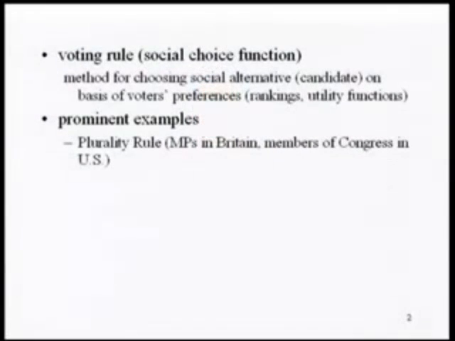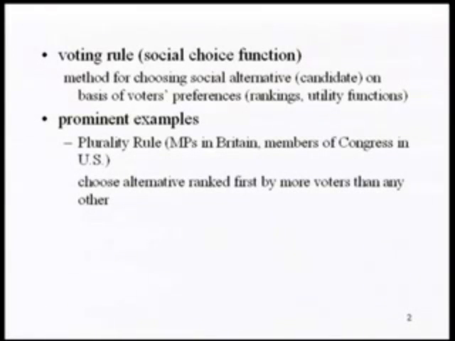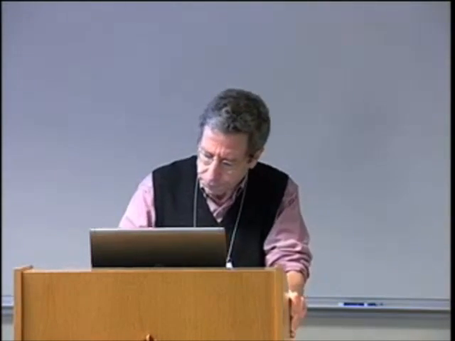Probably the most widely used, although not necessarily the most widely applauded, voting rule is the one that's actually used in this country to elect members of Congress. It's used in Britain to elect MPs, and it's plurality rule. And the way it works is everybody votes for a candidate, and we simply choose as the winner the candidate who gets the most votes, even if that's short of a majority. This is sometimes called first past the post voting.